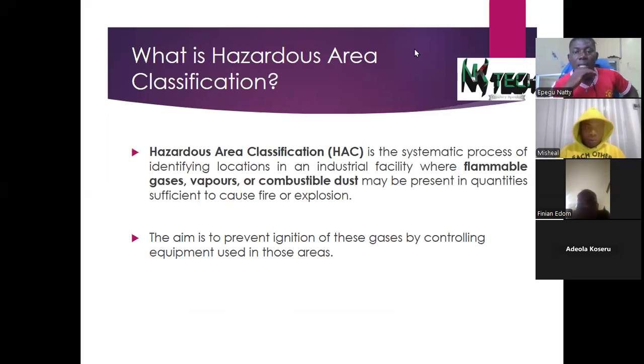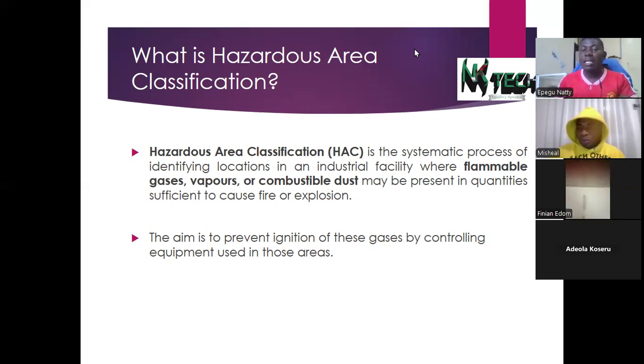So, what is hazardous area classification? It is the systematic process of identifying locations in an industrial facility where flammable gases, vapors, or combustible dust may be present in quantities sufficient to cause fire or explosion. So the first thing you do is to identify the locations where these flammable gases are present that can actually cause fire.